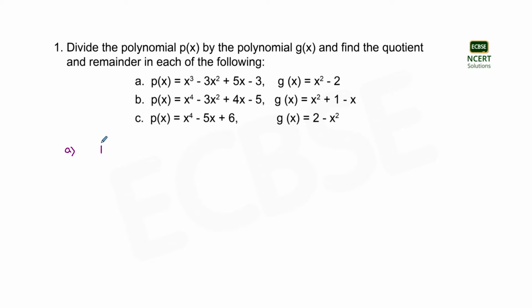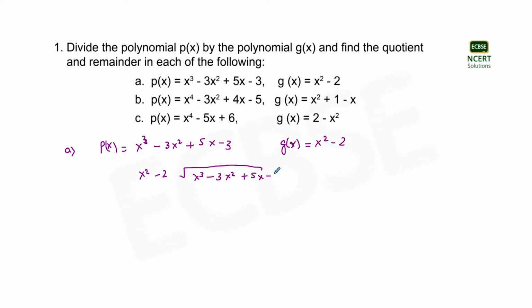Here, p(x) is equal to x cube minus 3x square plus 5x minus 3, and g(x) is equal to x square minus 2. Clearly, the dividend is p(x) and the divisor is g(x). So, how we perform the division: x square minus 2, and in the dividend is x cube minus 3x square plus 5x minus 3.